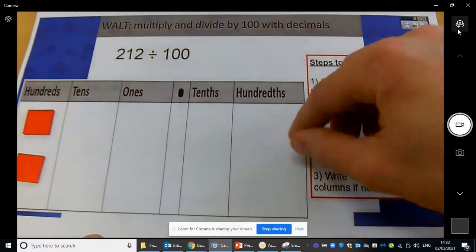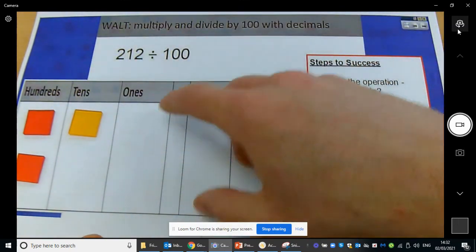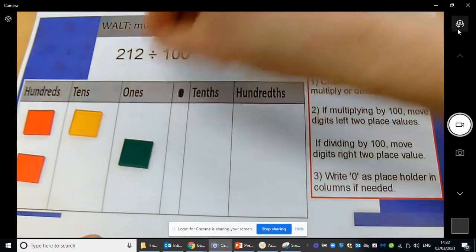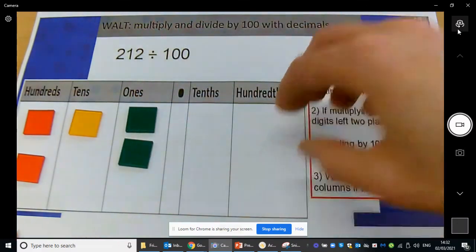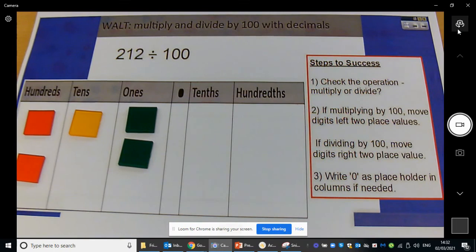How many tens am I going to need? I'm going to need 1 ten. And how many ones am I going to need? I'm going to need 2. And then there's no decimal so far, so I don't need to pop anything else on the place value chart.